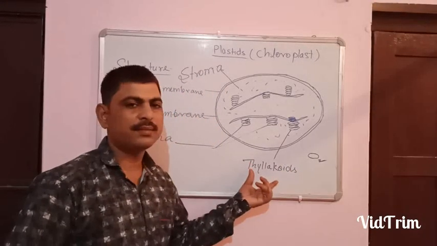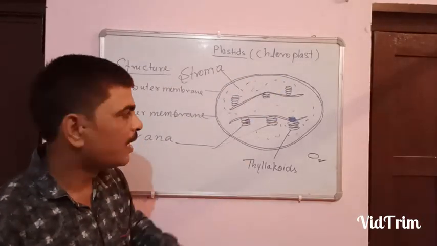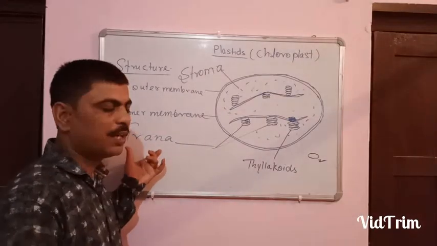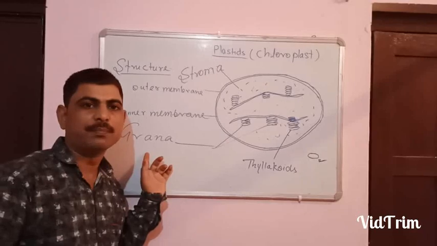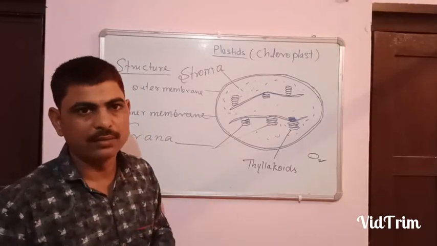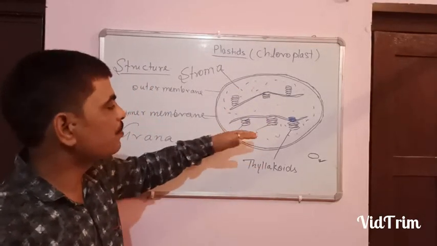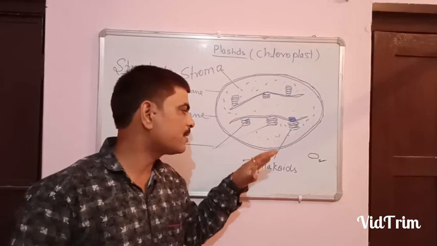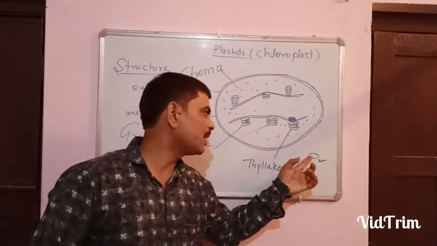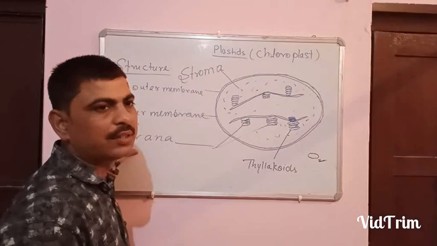Numerous thylakoids are joined together in the form of a pile, and these piles are called grana. Grana is the plural, and the singular is granum, like mitochondria is plural and mitochondrion is singular. So these inner membrane folds become free in the mature chloroplast and are converted into membrane bounded sac-like structures. These sac-like structures are joined together in piles and called grana.